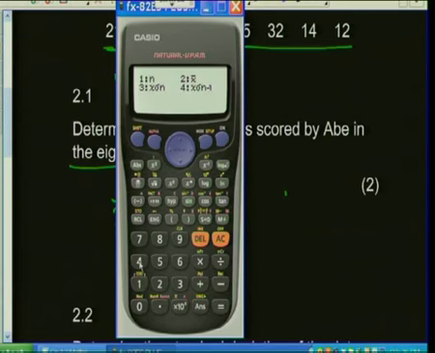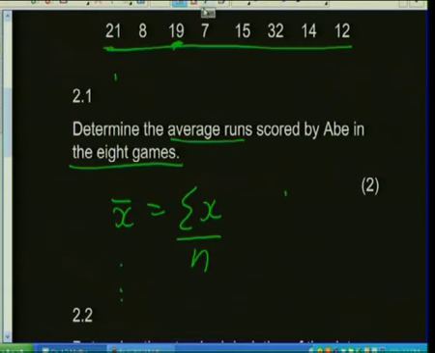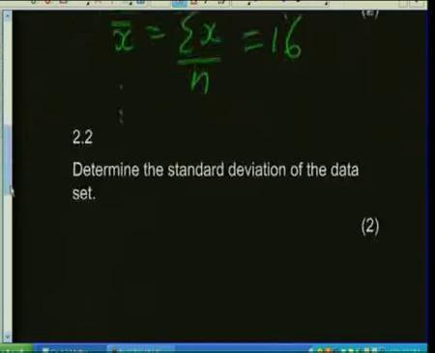If you select option 4, the first one is how many numbers you have in your data set. Option 2 is your average. Option 3 is your standard deviation, which we shall be doing later. So now we want option 2. Option 2, then equal to, and we get that our average is 16. You can add this and divide by 8. You will get 16 as your average.